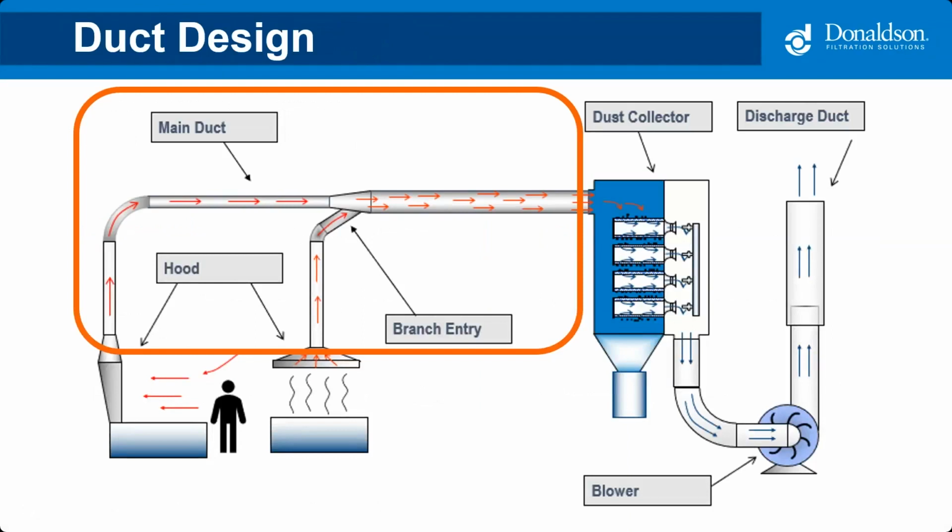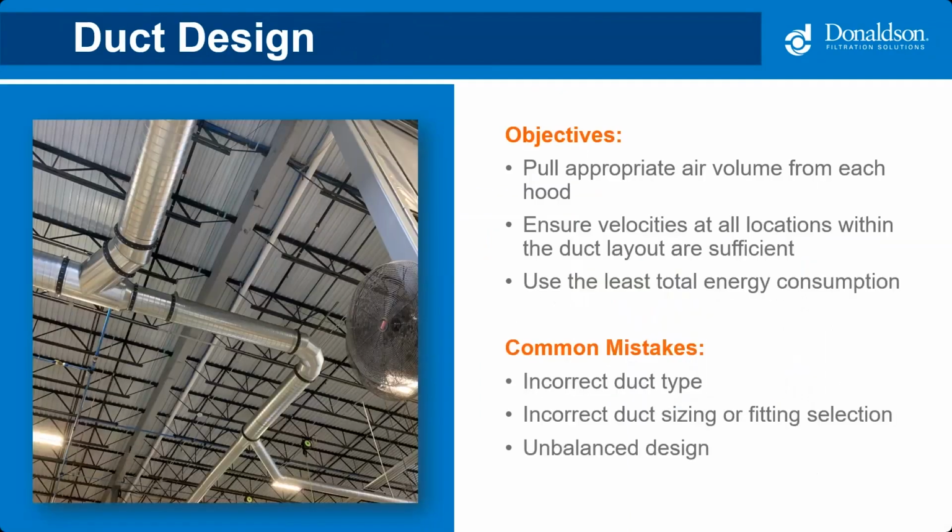So once we design the proper hood to capture the contaminant, the goal is to move this particulate to the filtration system through a series of ducts. A properly designed duct system should pull the minimum airflow required at each hood and maintain velocities required to transport material through the duct and to the collector. And you have to be able to do this utilizing the least amount of energy possible and minimizing any wear and tear on the duct components.